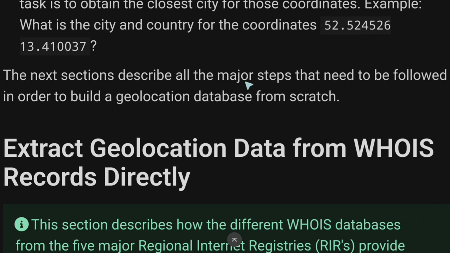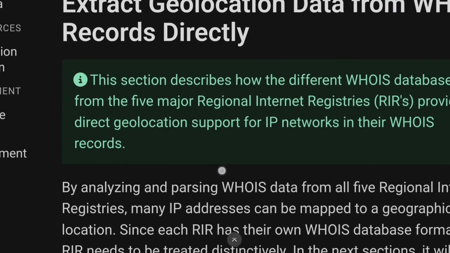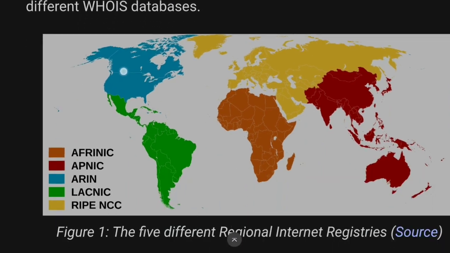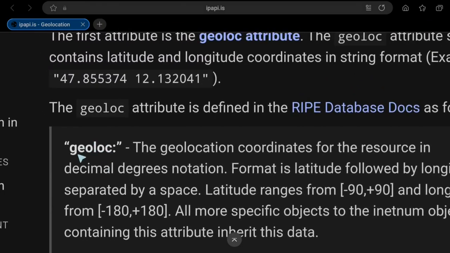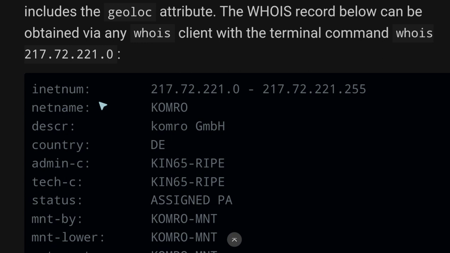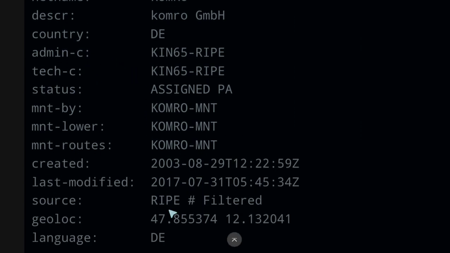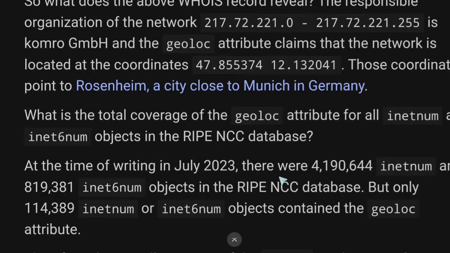The next section describes all the major steps that need to be followed in order to build a geolocation database. For example, extracting the geolocation from the WHOIS records directly. Let's look if there is a table here. They extract some attributes from the database. So we see here an example of the database. We have here some INET internet address, and we have here country, DE. So in addition to the IP network range, we have the geolocation, which we can get.